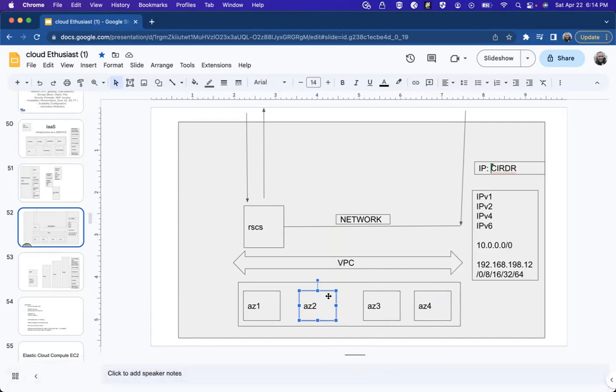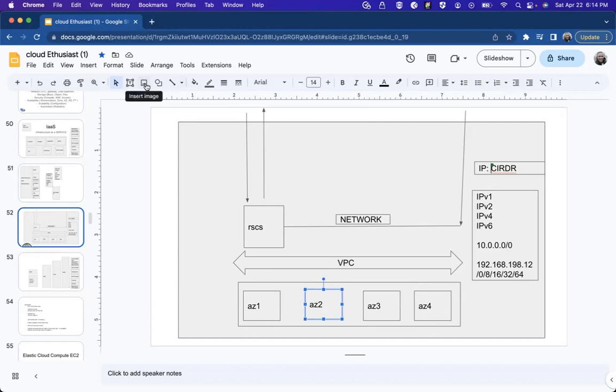Now, this one is explained successfully. This subnet should be able to talk to this subnet, and to this subnet, because they are all in the same virtual private network, meaning they can securely communicate with themselves. But they cannot communicate outside.